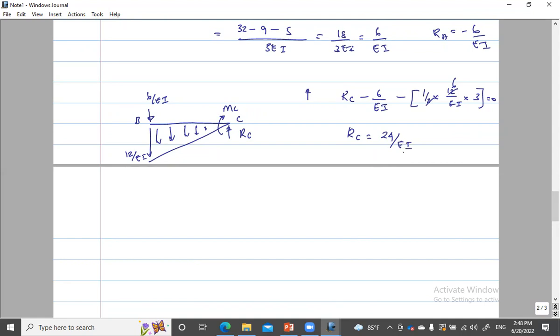So what is RC? RC is equal to shear force. So if RC is a shear force, that is the slope in the real beam. So slope in the real beam is a positive value, right? RC upward.